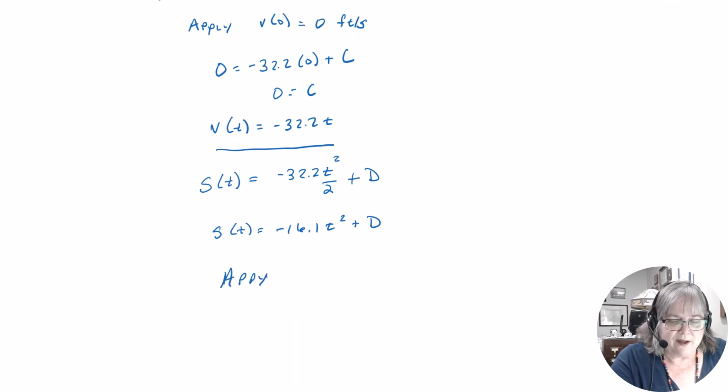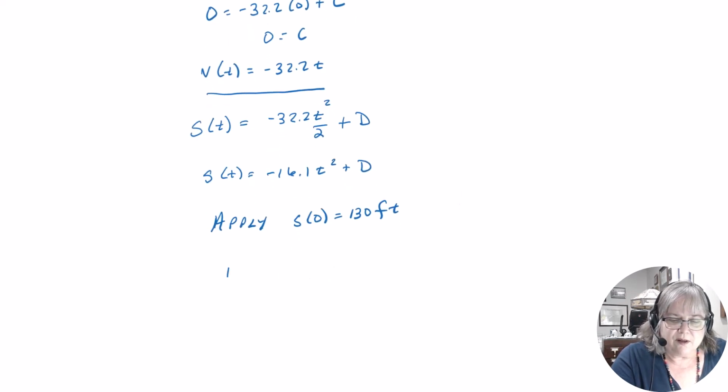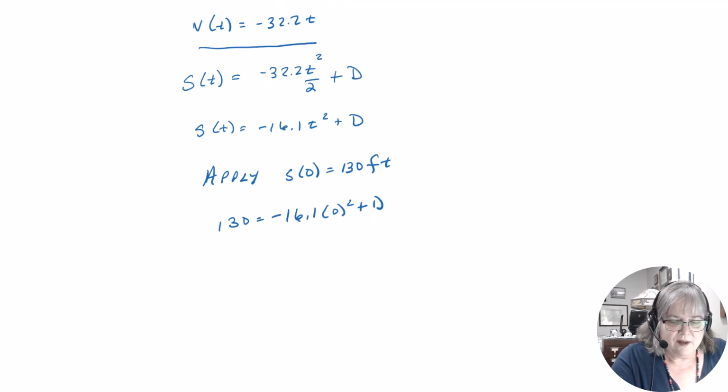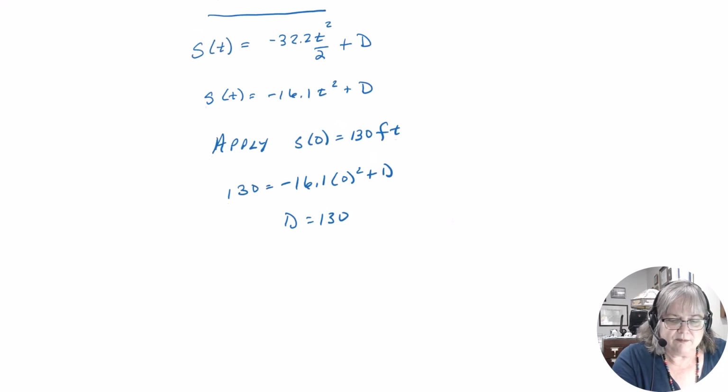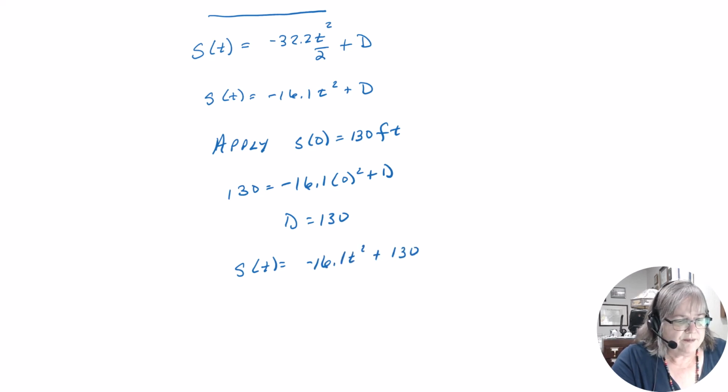So 130, okay, well, let's write this out. So we're going to apply the fact that S of 0 is 130 feet. So 130 equals minus 16.1 t squared, but t is 0, plus d. So d is 130. So S of t is negative 16.1 t squared plus 130. And this is the answer to part A.